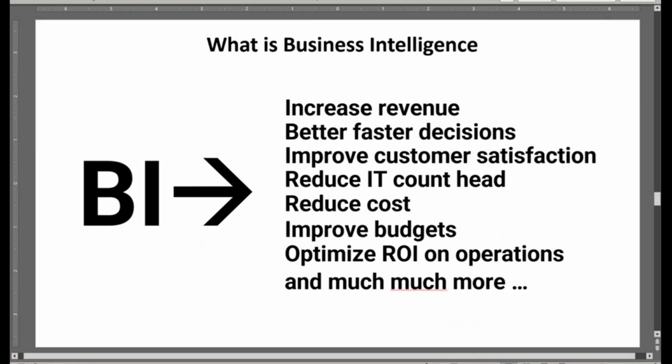This was just one simple example, but if you implement business intelligence throughout your organization, doesn't matter whether it is a big organization, medium size or small, it can also help you in increasing revenue, faster decision making, improving customer satisfaction, reducing cost, improving budgets and optimizing your return on investment, ROI, on almost all projects. And the list doesn't stop here. The list is endless. And with the increasing amount of data being generated on a daily basis every year, the possibilities are endless. These are just a few examples of how business intelligence can help your organization.